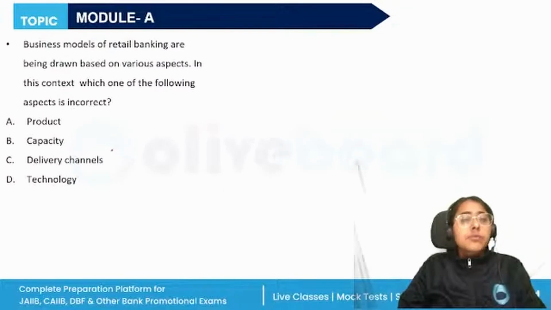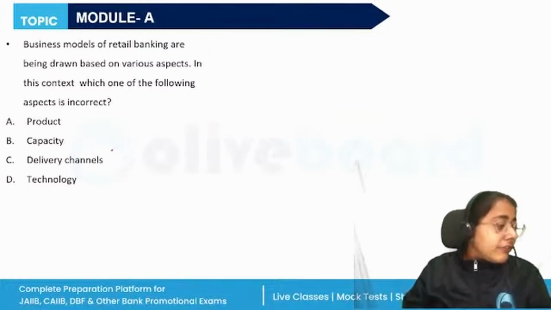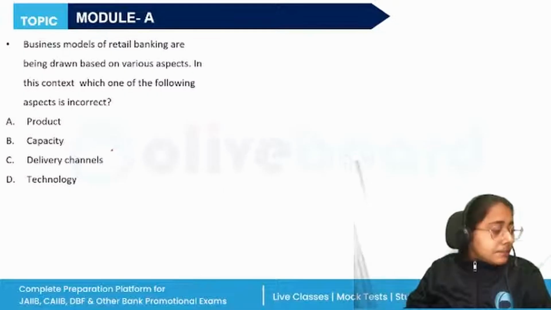Next. Business models of retail banking are being drawn on various aspects. In this context, which of the following aspects is incorrect? So we need to read the question very carefully. If we just go through it very quickly and look for which of the following is correct, we'll mark the wrong answer. Here the question is asking which of the following aspects is incorrect. So what does the business model of retail banking not depend on? The product, capacity, delivery channels, or technology?